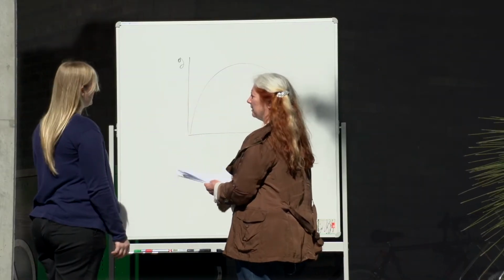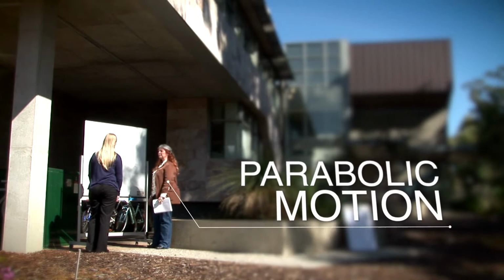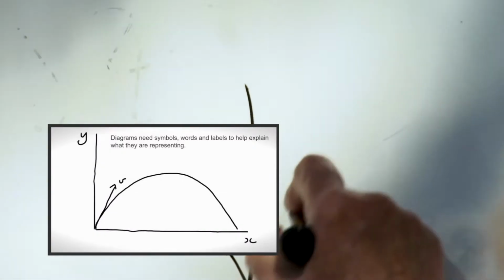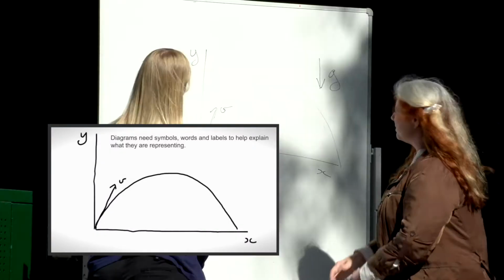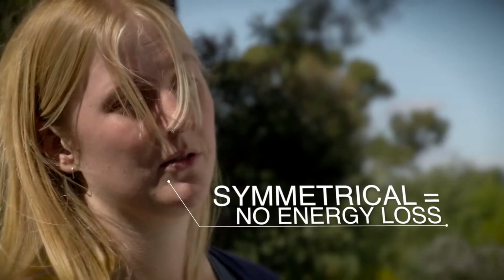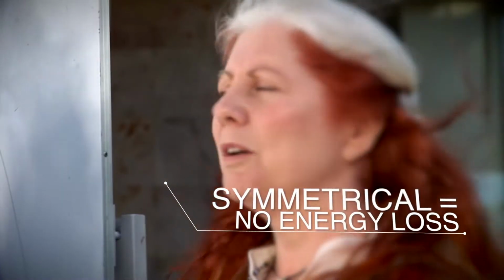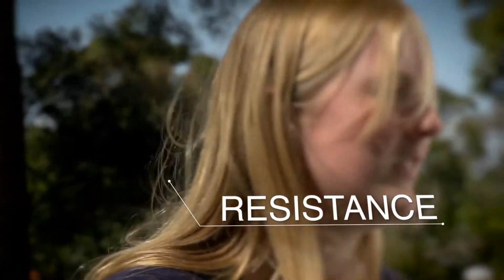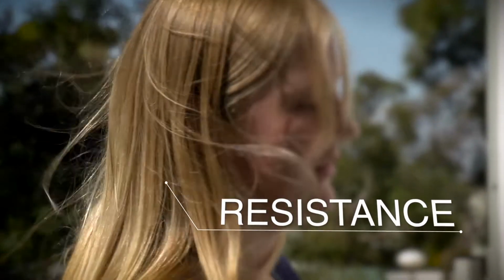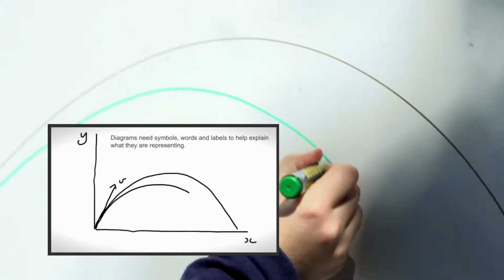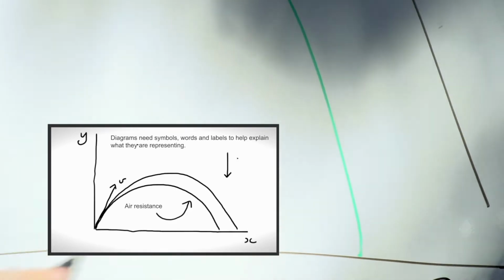Parabolic motion with no air resistance. What's parabolic motion mean? Well, we've got constant velocity in the x direction and constant downward acceleration in the y direction. Okay, and how do you know it's got no air resistance? Because it's symmetrical, so there's no energy loss. What would happen if there was air resistance? If there was air resistance, then the velocity would be decreasing and the projectile wouldn't travel as far.